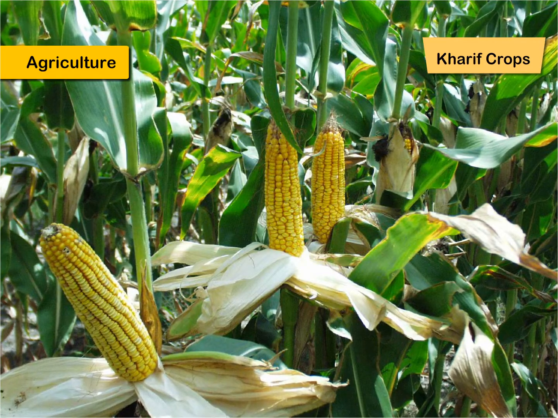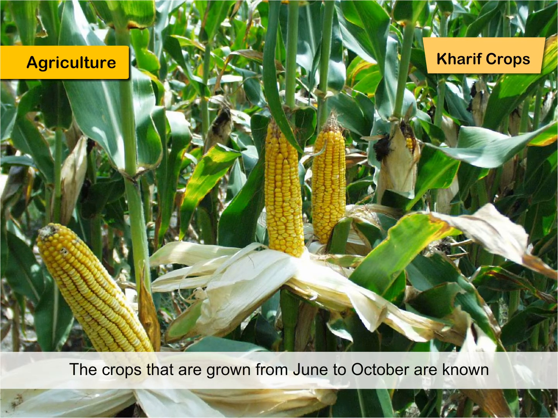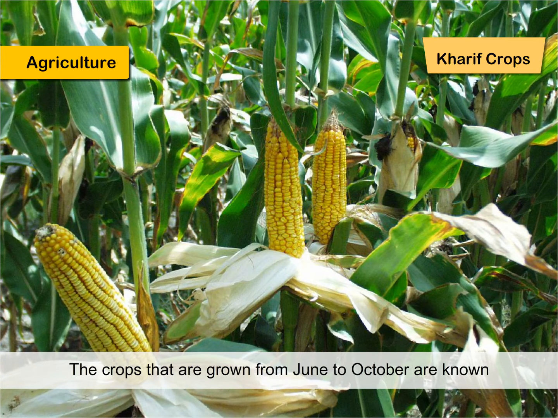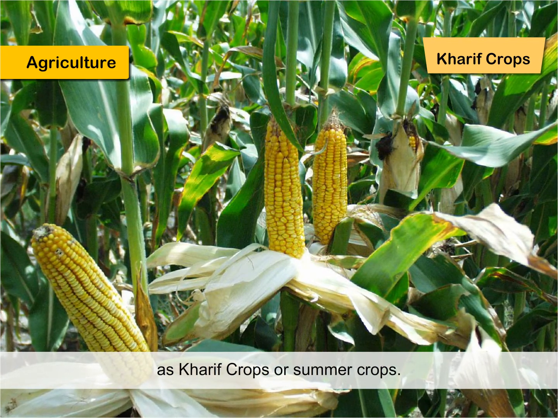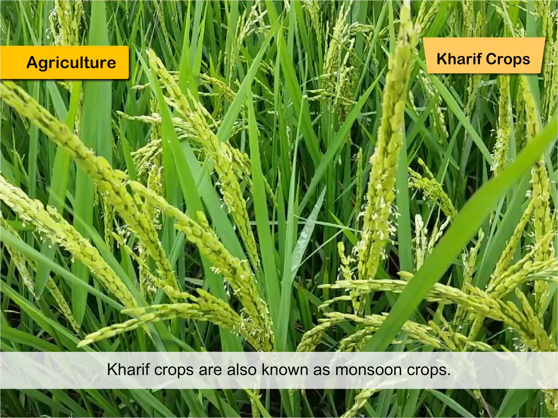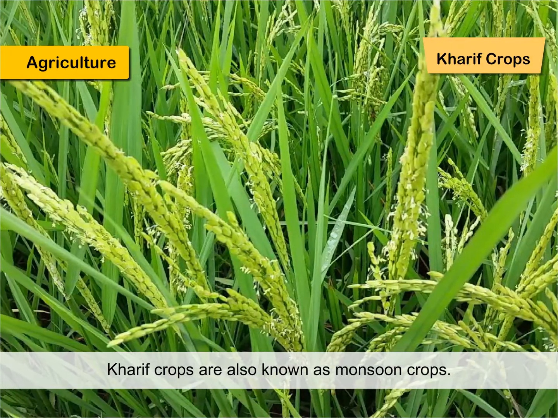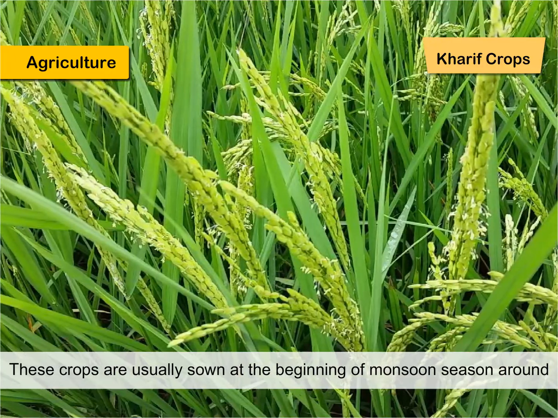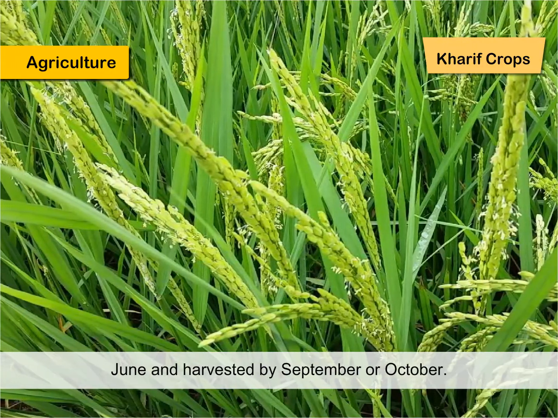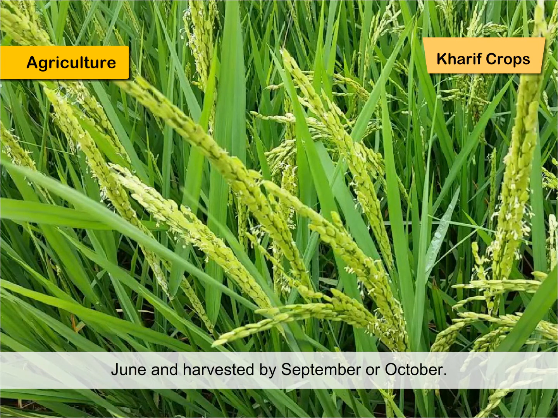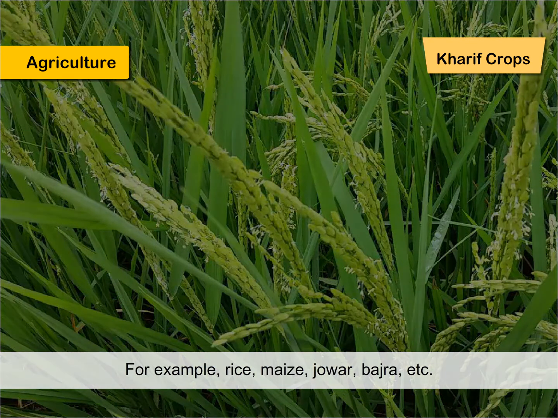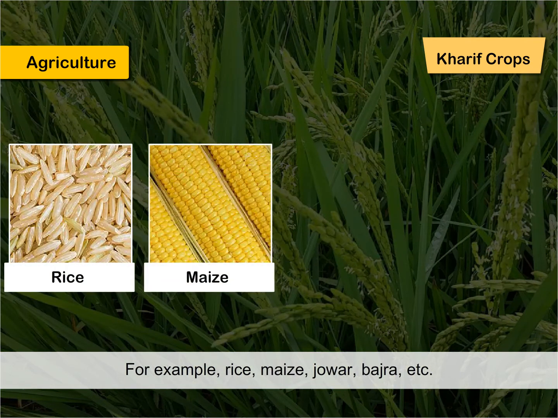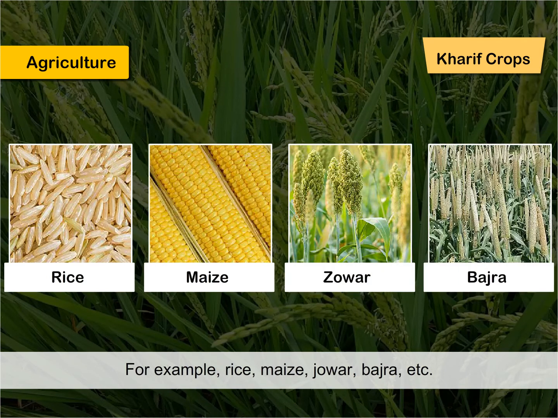Kharif crops. The crops that are grown from June to October are known as kharif crops or summer crops. Kharif crops are also known as monsoon crops. These crops are usually sown at the beginning of the monsoon season around June and harvested by September or October. For example, rice, maize, jowar, bajra, etc. These crops depend upon rainfall.